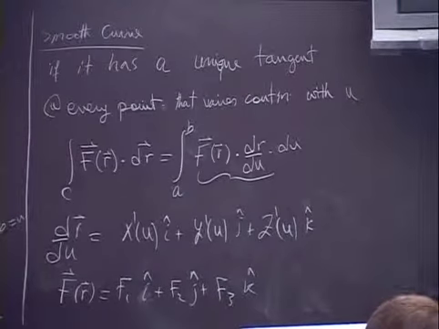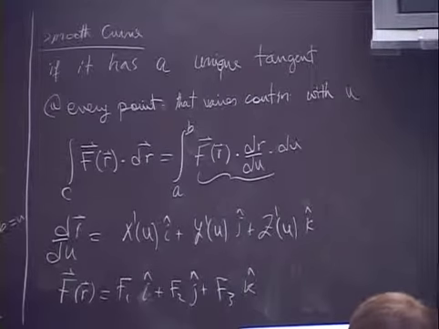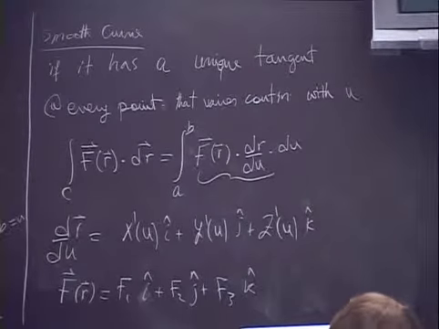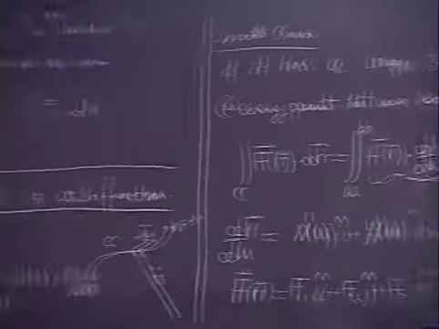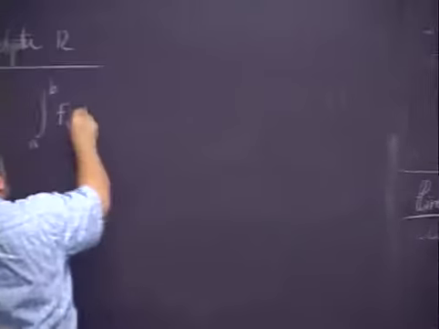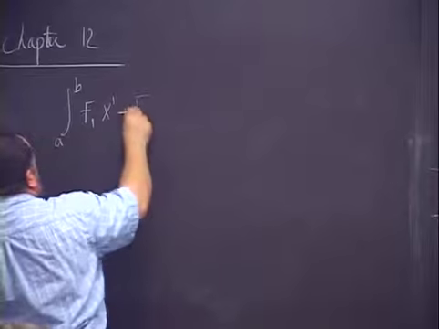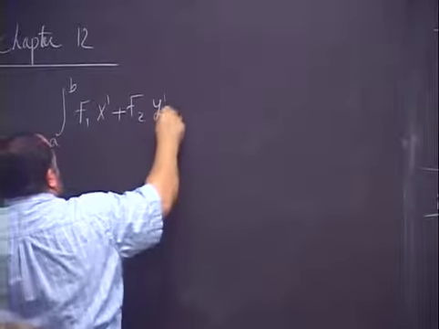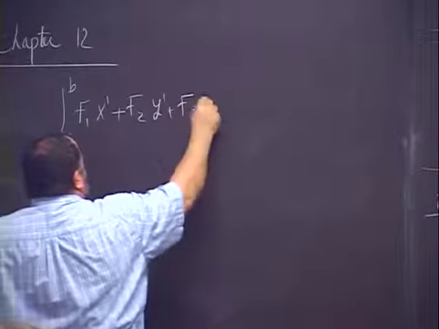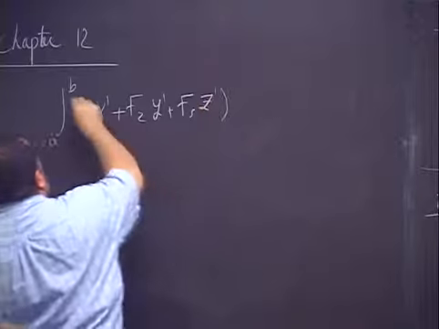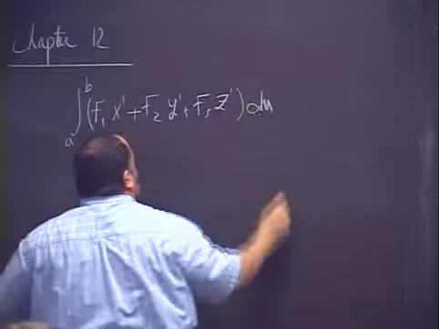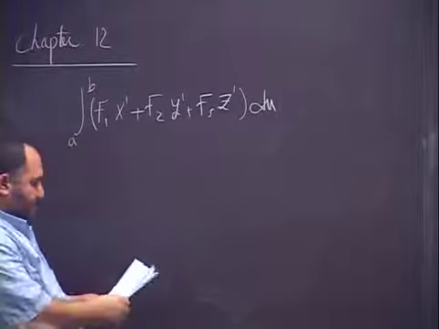F1 x prime, f2 y prime, and f3 z prime. Yes, guys? So this would be from A to B, f1 x prime plus f2 y prime plus f3 multiplied by z prime, all integrated over delta u.